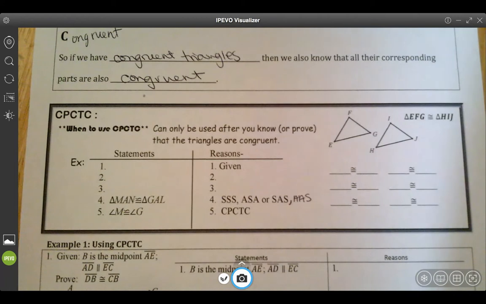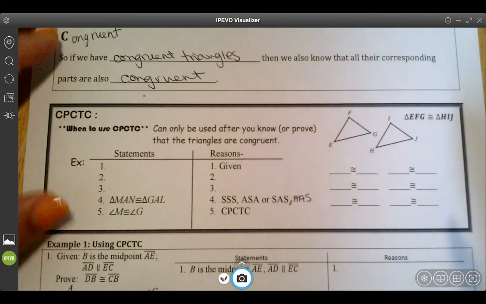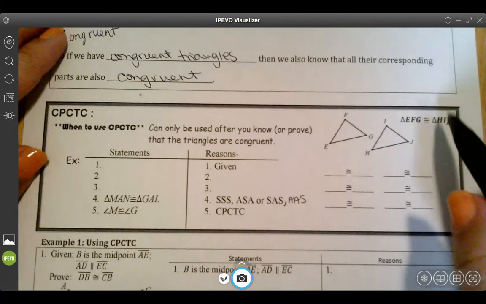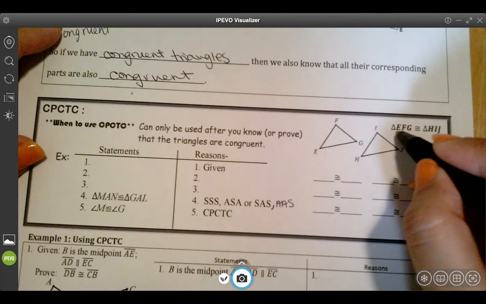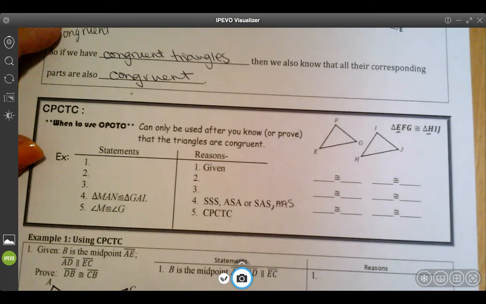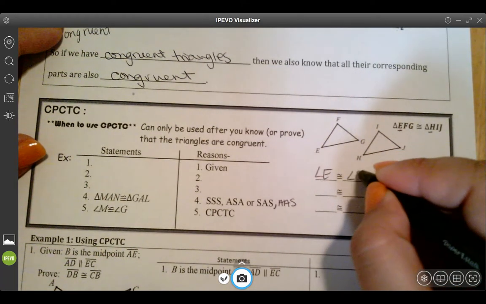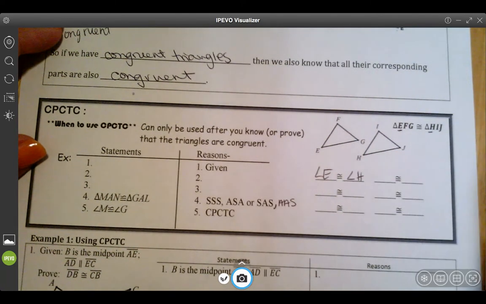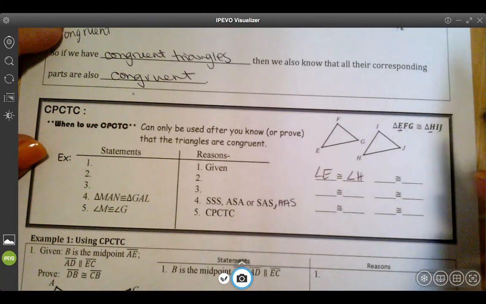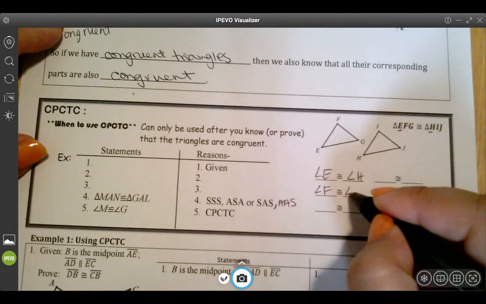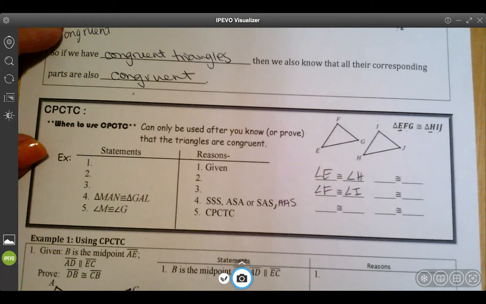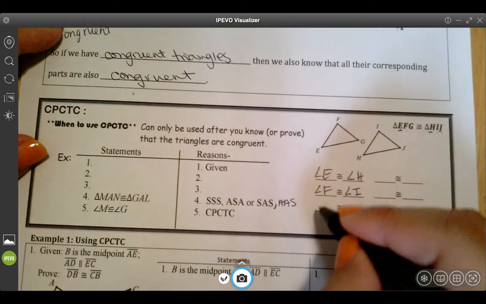So let's review. How do we know which parts match up? Well, from the congruent statement, the first angle matches with the first angle. We say that those angles correspond. So we can say angle E is congruent to angle H. The second angle and the second angle, angle F and angle I, are congruent, and then G and J.